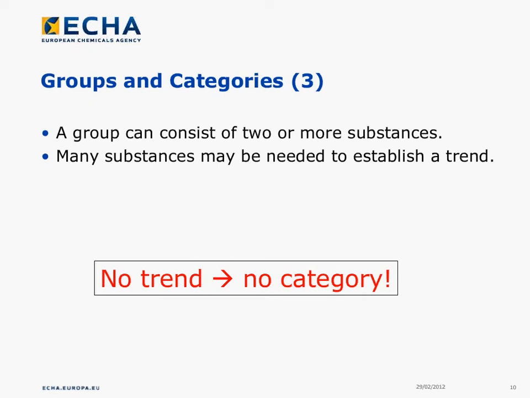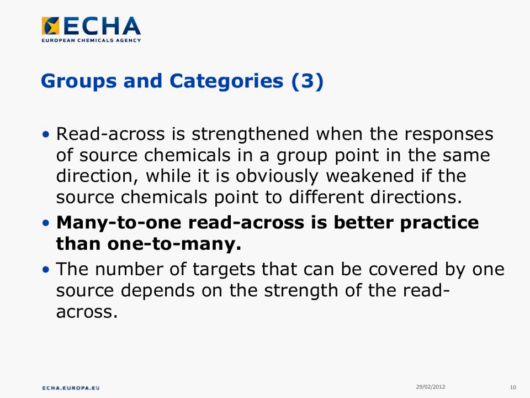A group can be very small. The smallest group consists of two substances. Well, if you want to see a trend in a group, so if you are dealing with categories, then you may need many more substances. Anyhow, the message I want to convey is that if you do not have trends, then we do not have a category.